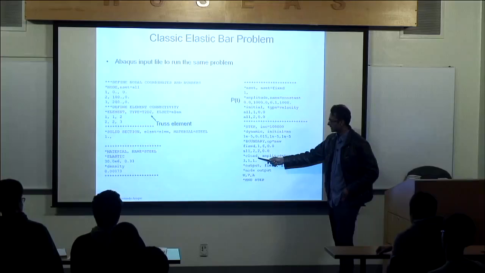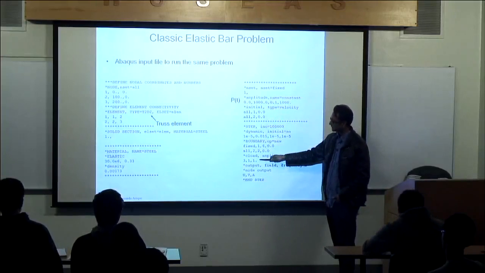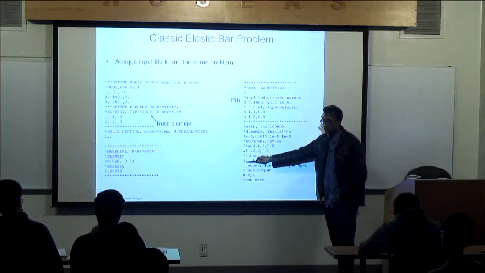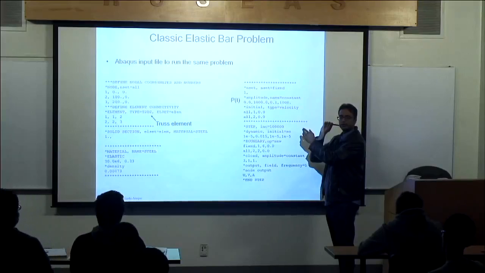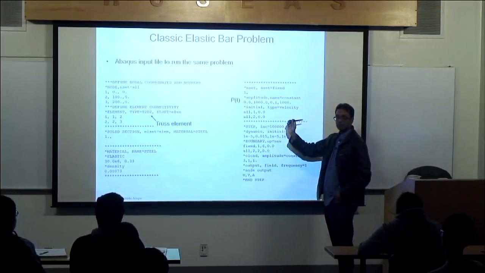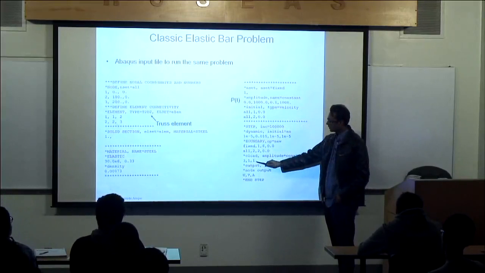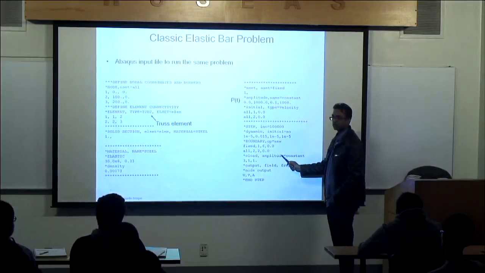Then apply a concentrated load. This is where I'm actually calling out the amplitude. So I'll say, okay, node 3. Remember node 3 is where I was applying the load on the right-hand side? Yeah? Degree of freedom 1 because I'm going axial. And then I have a 1.0 because I'm going to reference an amplitude constant with the name constant.